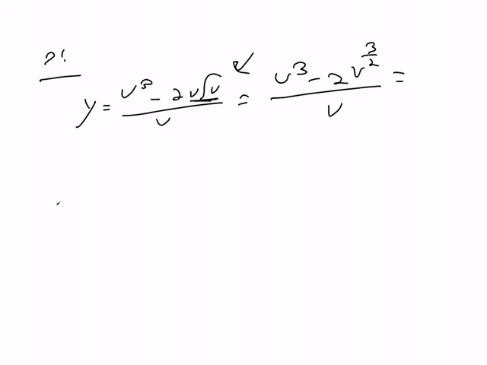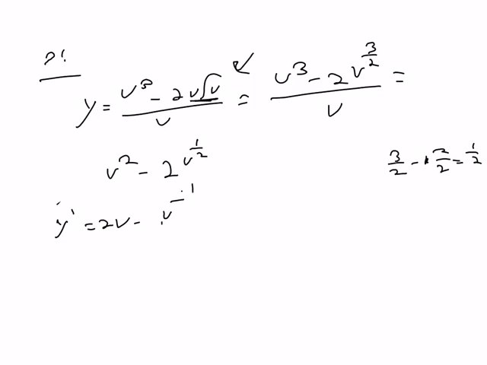So why not do that? This is going to be equal to v squared minus 2, and then you're going to have 3 over 2 minus 2 over 2, which is 1/2. So over here you have 2, and then you have v to the 1/2. So y prime is just going to be 2v minus, and then the 2's are going to cancel, so you're going to get v to the negative 1/2.